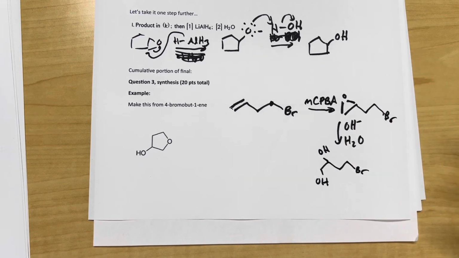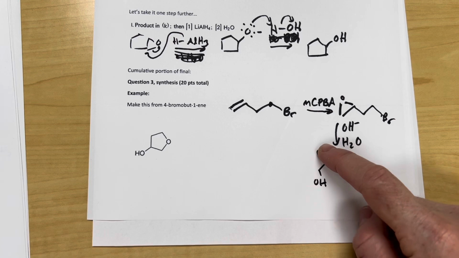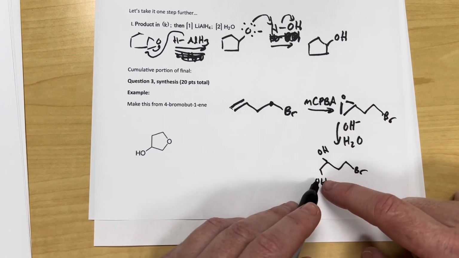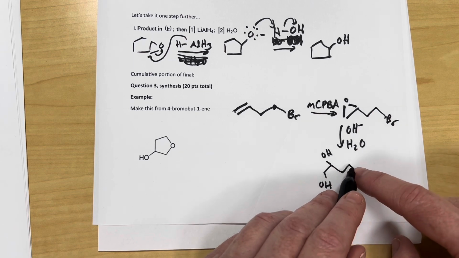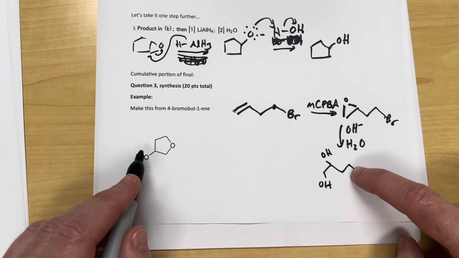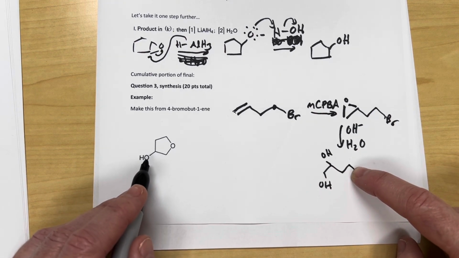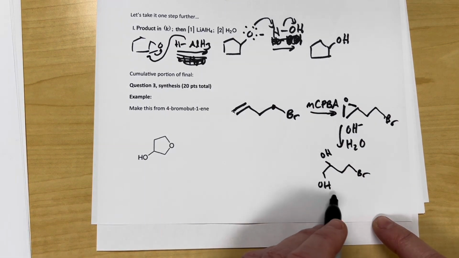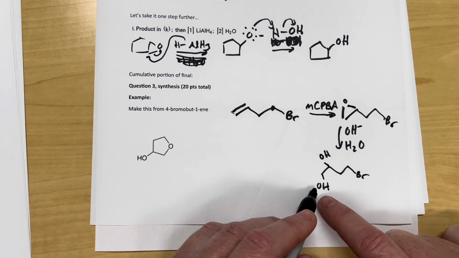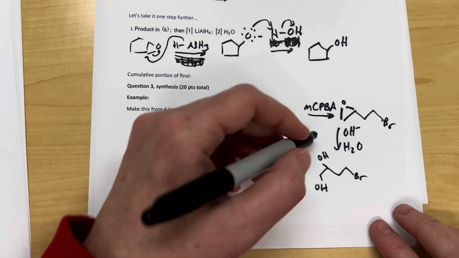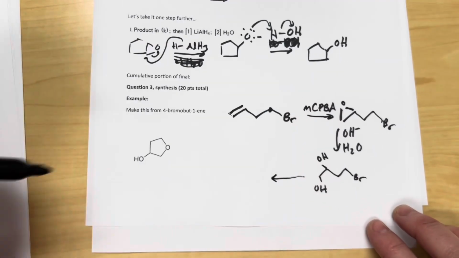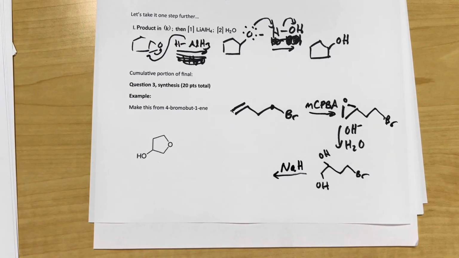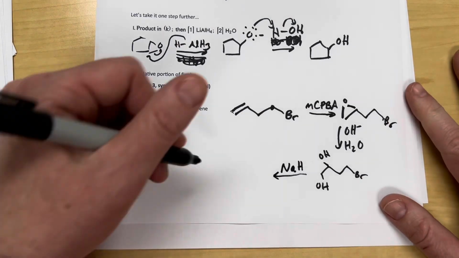Okay, so now we're sitting kind of pretty. We have an alcohol, we have an alcohol. This is this alcohol, if you can see it. And if we can get this oxygen to go over here to this site right here, we will have this molecule. So let's see if we can do it. In order to get this alcohol to be a nucleophile, able to attack this bromide, let's use NaH.